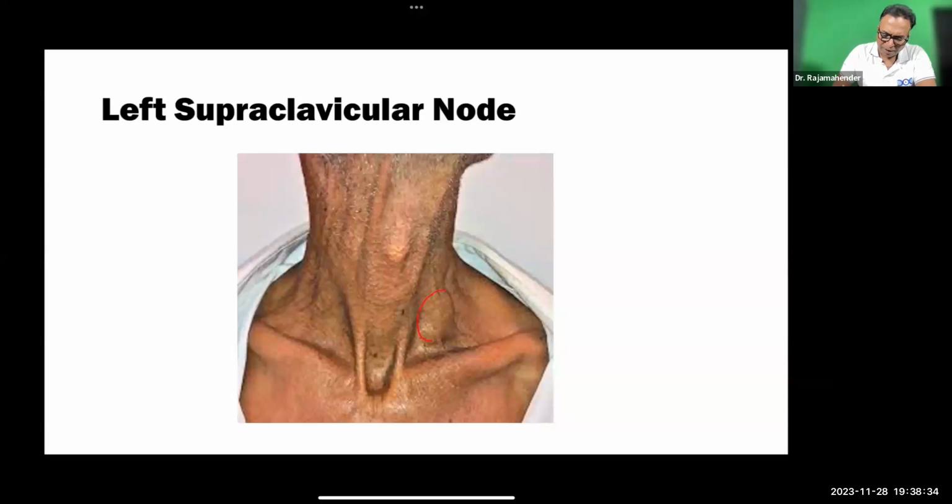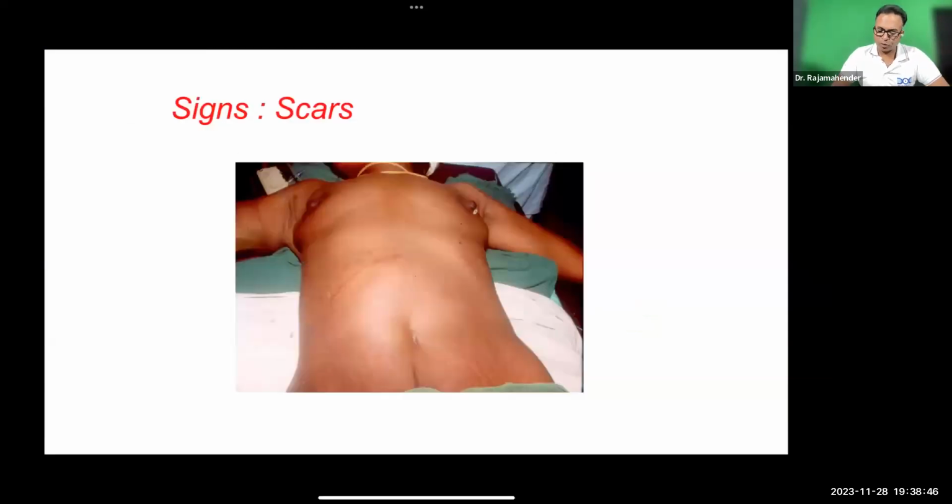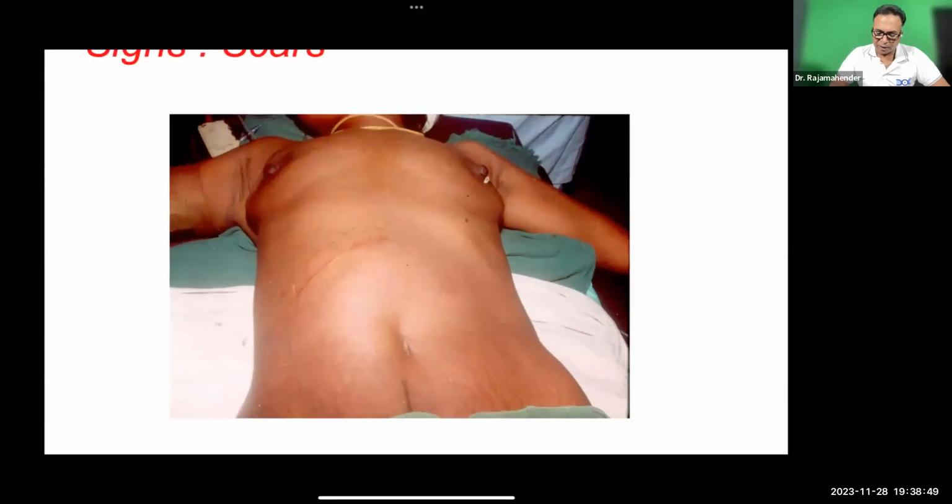And don't forget to palpate for the left supraclavicular node, that is Troisier's sign. Any abdominal malignancy can have a left supraclavicular node. Already we have discussed it in many surgical cancer topics. This is a very basic point. You should not forget. And don't forget to tell about the scar.